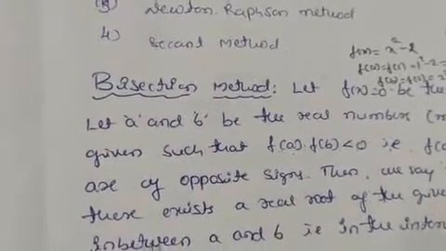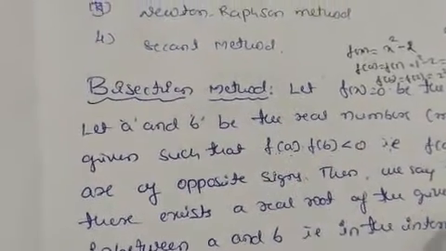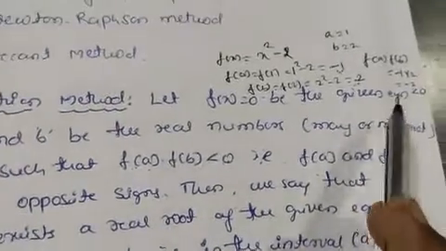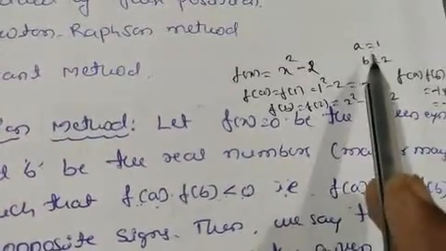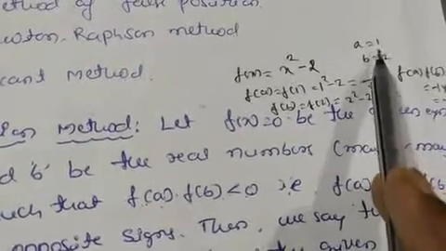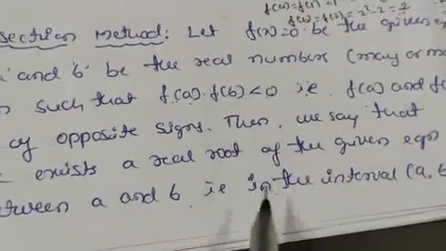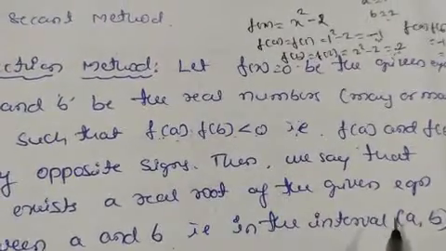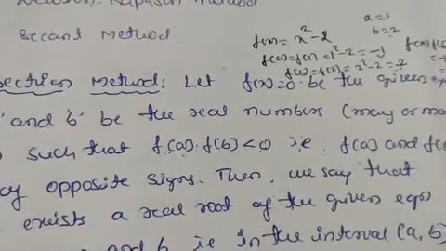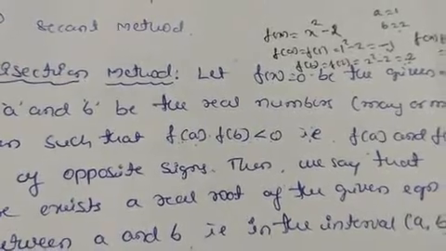Then we say that there exists a real root of the given equation in between a and b. This is compulsory. If their product is less than 0, then a root lies in this interval. Therefore the root lies between the interval a and b. Here in the example it is between 1 and 2. So in general it is a and b.